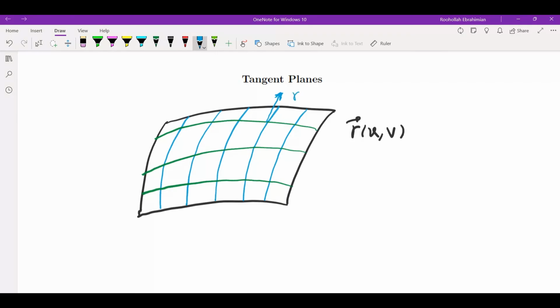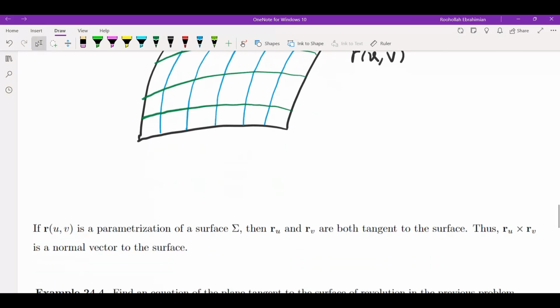So fixing u, we get r sub v. This is the partial of the position with respect to v. And if we do the same thing for the other ones, we're going to get r sub u, which is the partial of r with respect to u. So if v is fixed, differentiating, we get the partial of r with respect to u. And those two vectors are tangent to the curves that are on the surface. So what does that mean? It means, so this is what we just talked about.